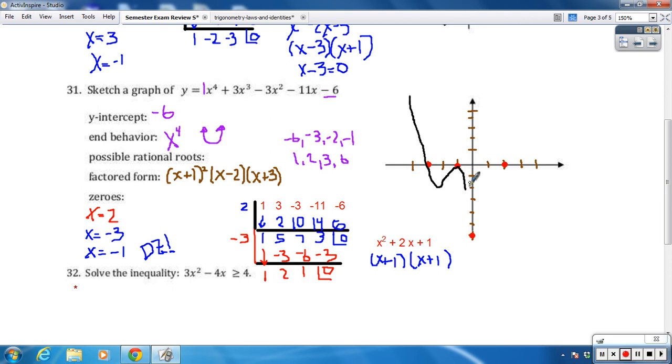Now the next thing I have to go through is my y-intercept. So I'm going to go down through my y-intercept. And my next point that I cross through is at positive 2, so I have to turn around and go up through positive 2. And then I'm going to finish with my end going up. So I'm going to place my arrows on my graph, and that is what the graph for number 31 should look like.